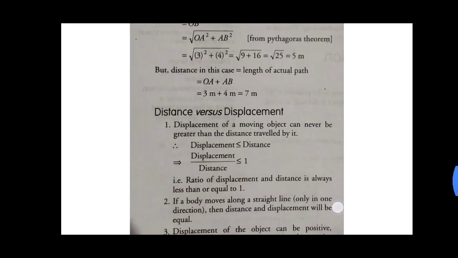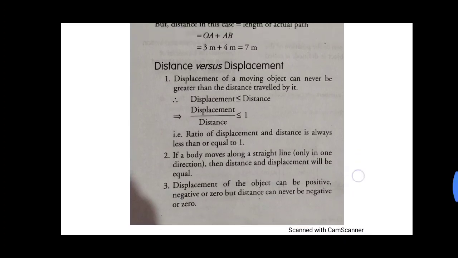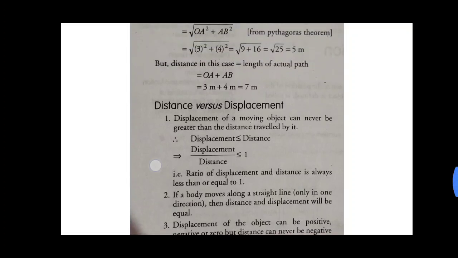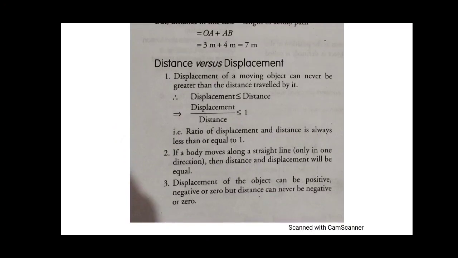Now what is the difference between distance and displacement? This is an important 2 mark question. Displacement of a moving object can never be greater than the distance traveled by the object. Distance will always be greater, as we have seen from example 1 and example 2. That is, if you take the ratio of displacement and distance, it will always be less than or equal to 1.